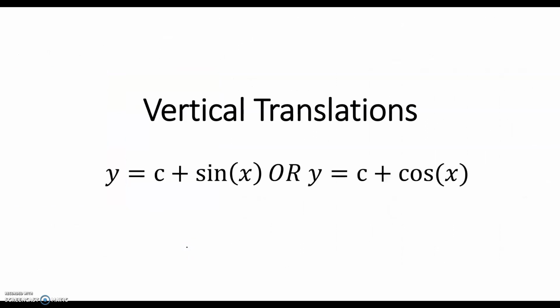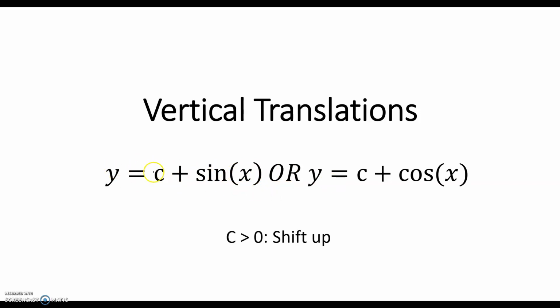So now we want to talk about vertical translation. Vertical translation is when you want to shift the graph up or down. What affects the vertical translation is when you add a number to the sine or the cosine function. If you add a number outside of that sine or cosine function, it's going to either move the graph up or down.